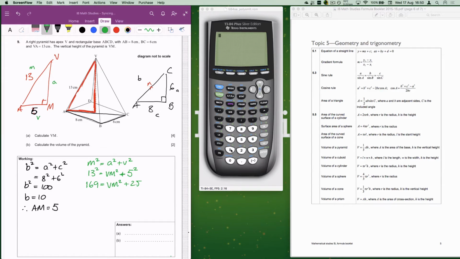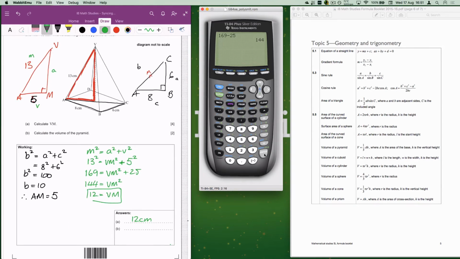So we now do 169 take away 25, which is equal to 144. Now we do the square root, so 12 is equal to VM, and that's our first answer. That'll be 12 centimeters.